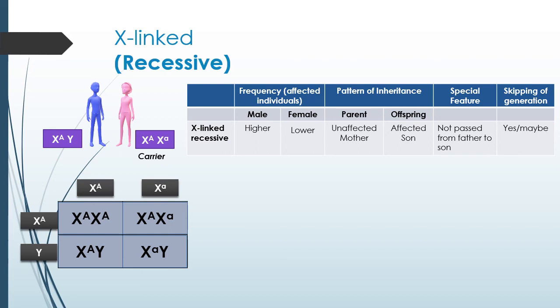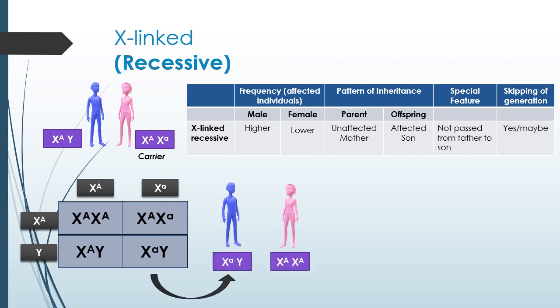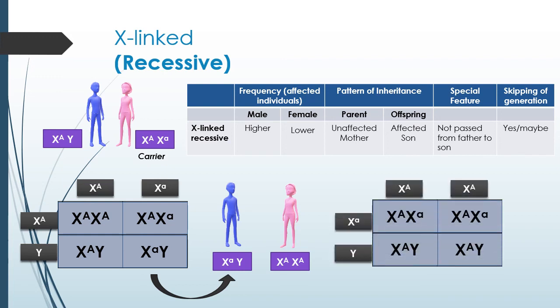Let us extend our example. When the affected son marries a normal woman, the resulting genotypes of the offsprings reveal, that none of them will have that disease, thus proving that the recessive trait may skip generations.